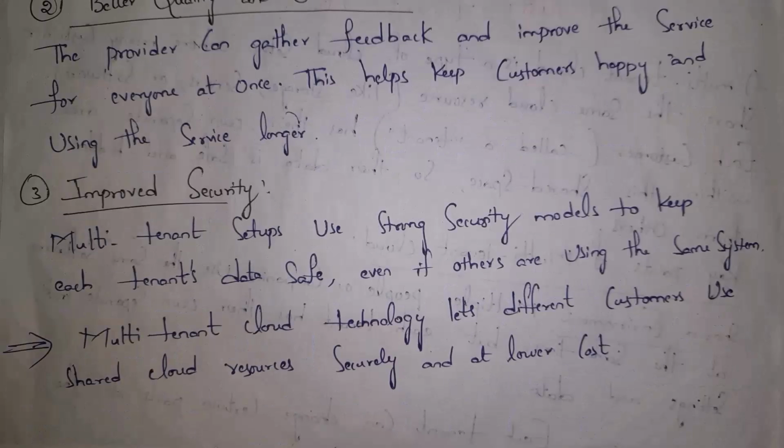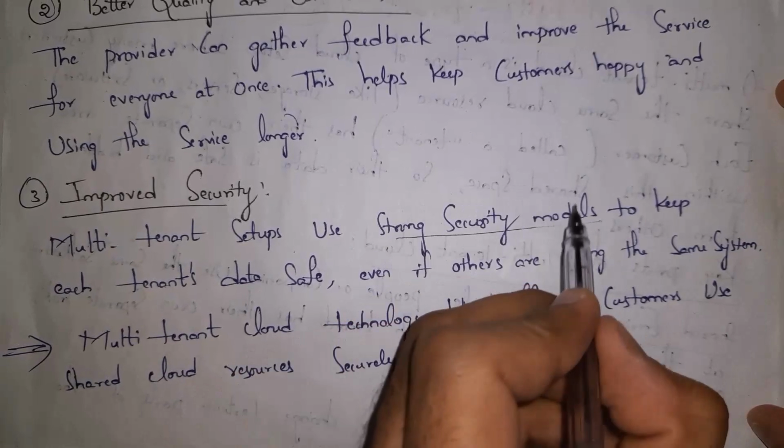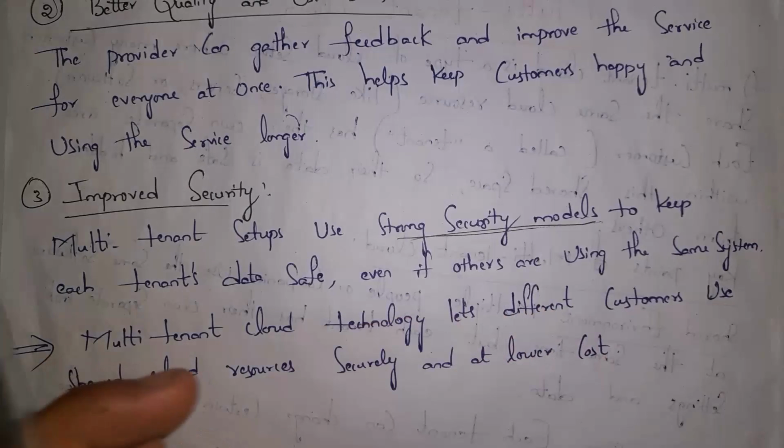And third one is improved security. We also call customer as tenant. Not only single tenant will use cloud, multiple tenants will use cloud at a time. Even though multiple tenants use cloud at a time, your data will be secure because cloud will use strong security models. So by multi-tenant cloud technology, different customers can use shared cloud resources securely at low cost.